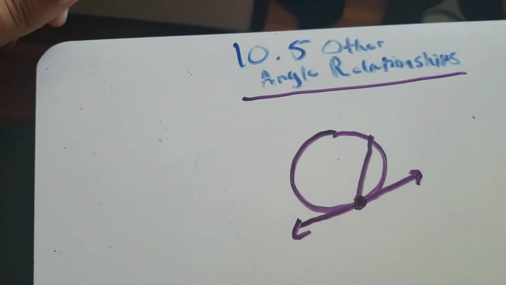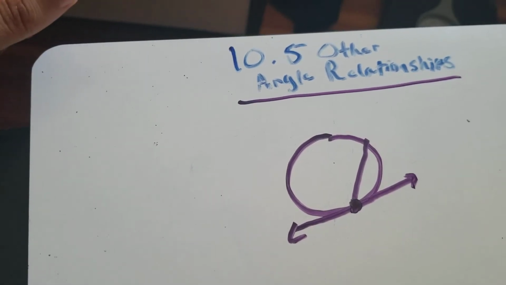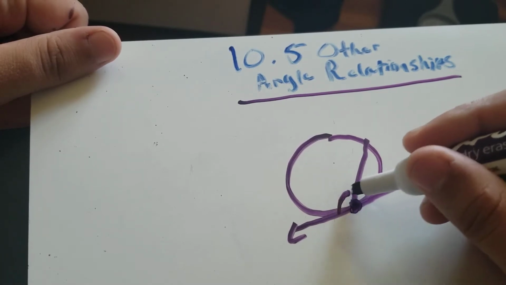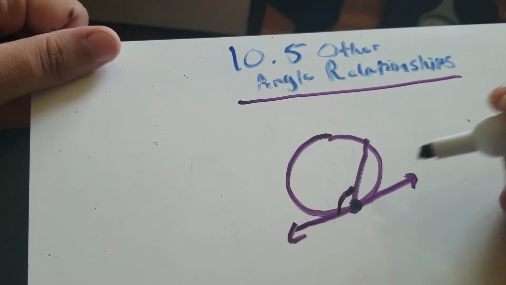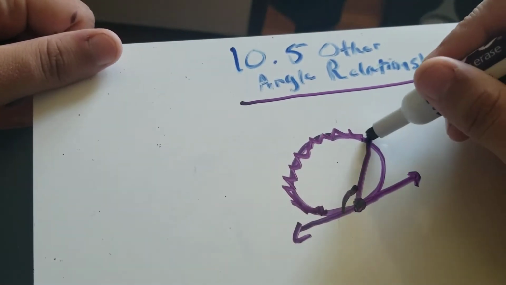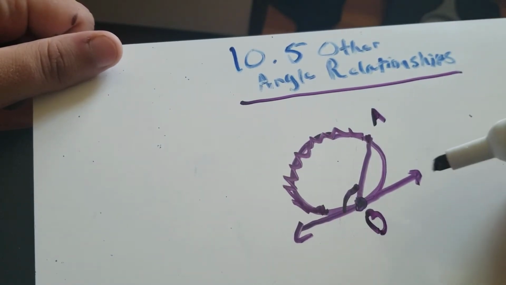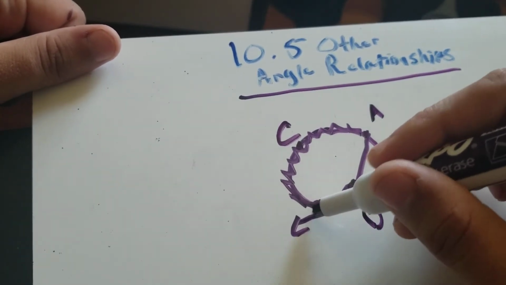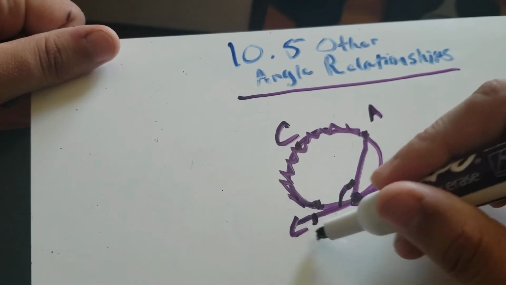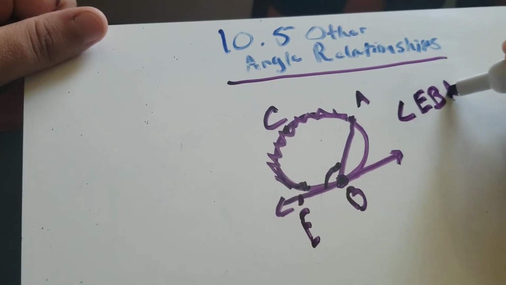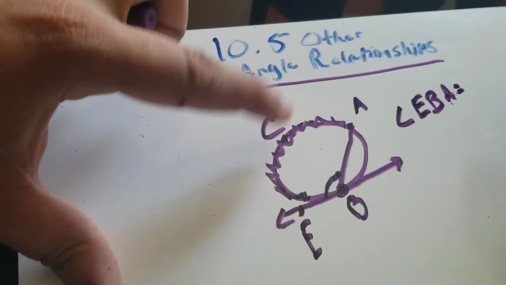But when a chord and a tangent intersect, let's say this angle over here, this little angle over here, is going to be half the arc measurement, which is over here. And let me put some letters A and B. And let me put C here so we know which one we're talking about. I need to put letters here too. Okay, so angle EBA is going to be half the size of the arc angle.